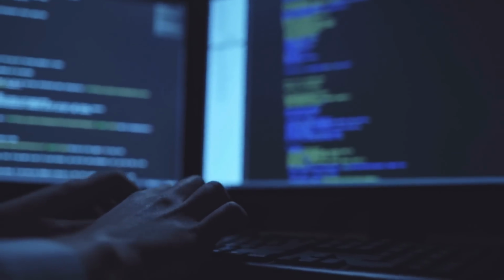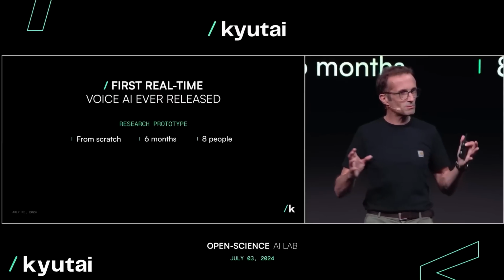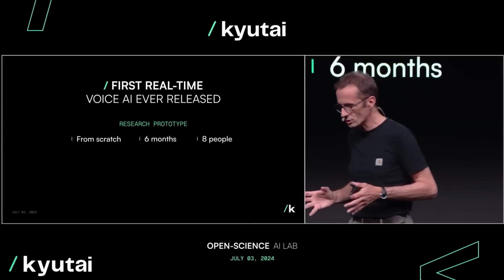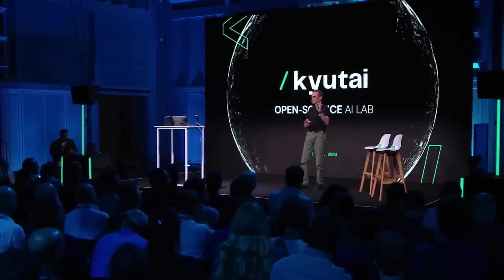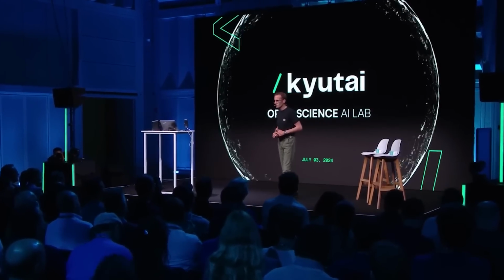So what does this mean for the AI landscape? Well, it's clear that the race for advanced voice AI is heating up. OpenAI might have been the frontrunner with GPT-4o, but Moshi shows that smaller, more agile teams can still innovate in this space.